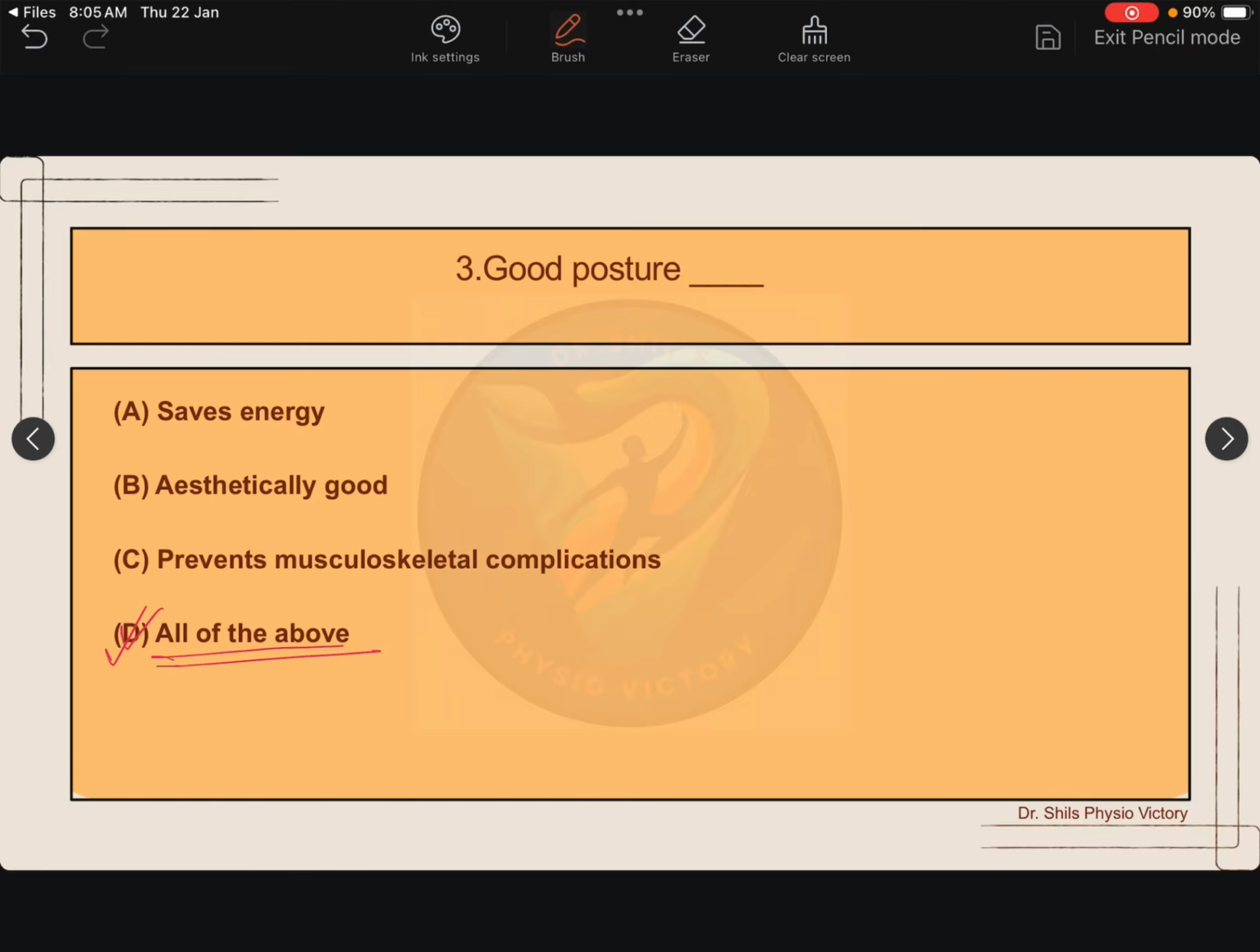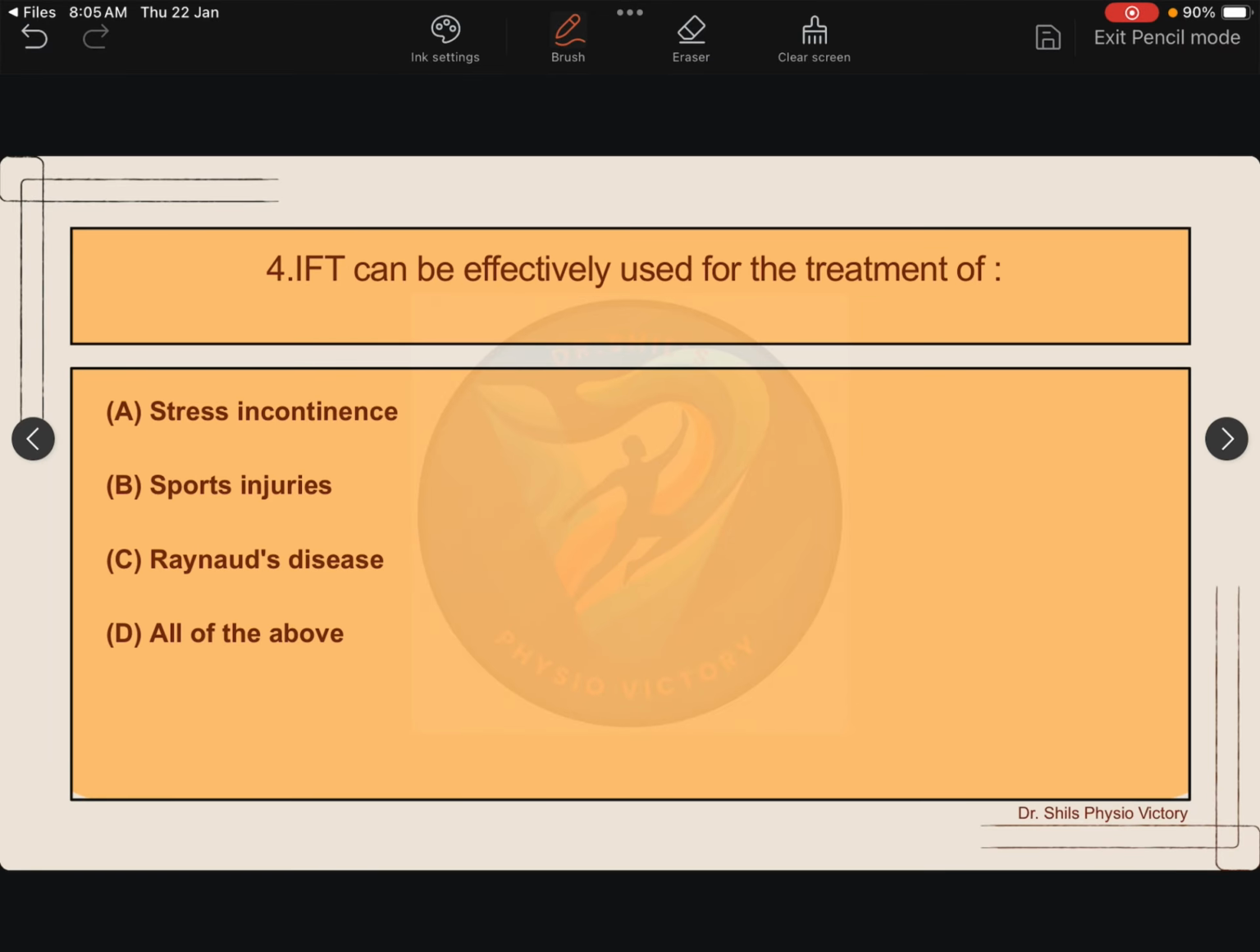Next, come to question number 4. IFT can be effectively used for the treatment of option A, stress incontinence, option B, sports injuries, option C, Raynaud's disease, option D, all of the above. Here, the correct answer is D, all of the above. Stress incontinence is due to pelvic floor muscle weakness.